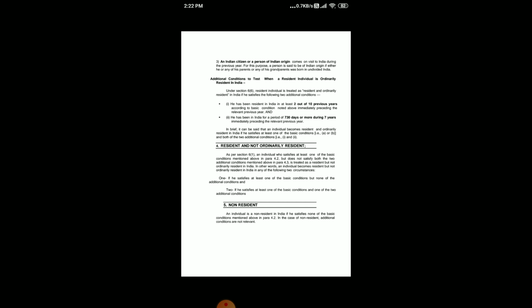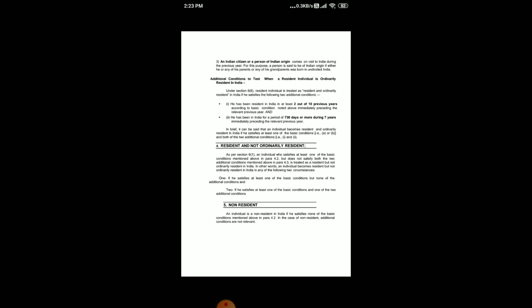The additional conditions are to test whether a resident individual is ordinarily resident in India or not. So, as per section 6, subsection 6 of the Indian Income Tax Act, a resident individual is treated as resident and ordinarily resident in India if he satisfies the following two additional conditions. What are those? First, he has been resident in India in at least 2 out of 10 previous years according to the basic conditions noted above, immediately preceding the relevant previous year.